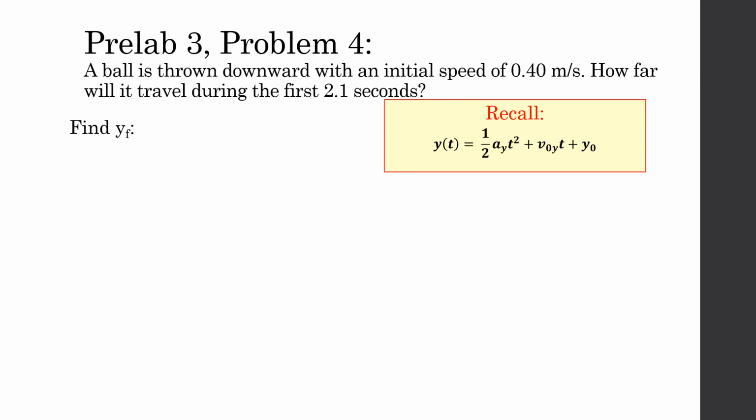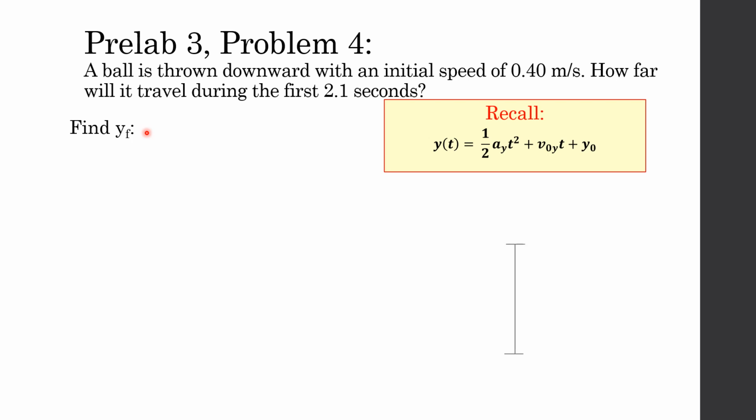All right, pre-lab practice problem number 4. A ball is thrown downward with an initial speed of 0.4 meters per second. How far will it travel during the first 2.1 seconds? So this time, we're looking for a position. We want to know how far it traveled. Okay, so we're going to need our position equation. Ultimately, the variable, the way that I like to abbreviate it, is we were looking for the final position. What is the position at t final, which is 2.1 seconds?